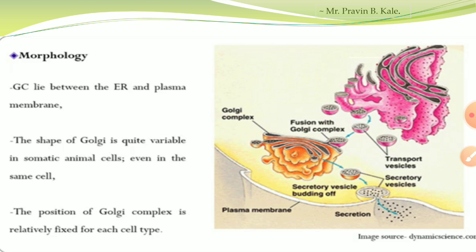Position of Golgi complex: it is present between the nucleus and plasma membrane. Shape of Golgi complex: shape is variable in plant cells, even in the same cell the shape is also variable. Then size is small in a muscle cell, large in a nerve cell. Then number is variable per cell. Some cells have a single apparatus, and some cells have hundreds of Golgi apparatus.